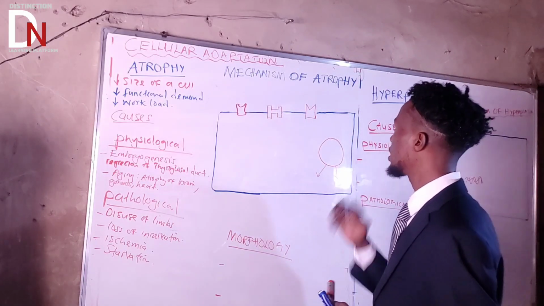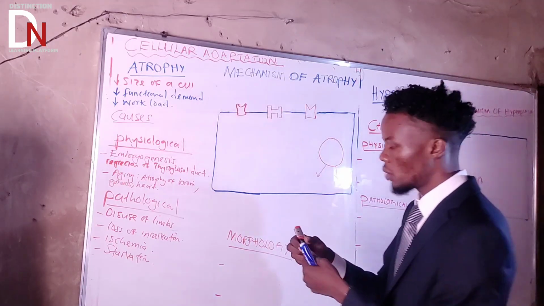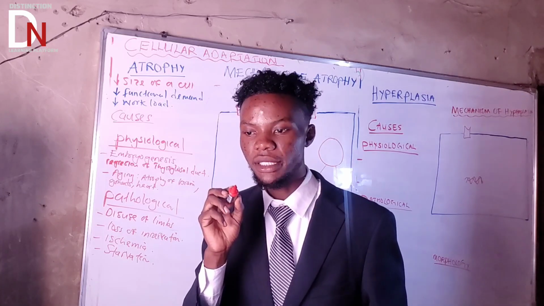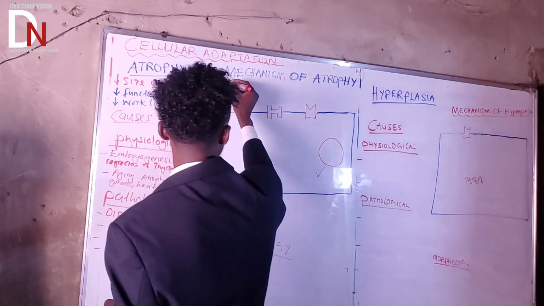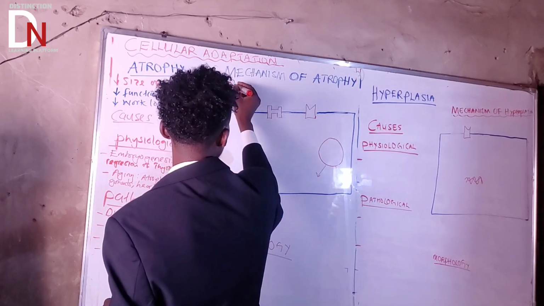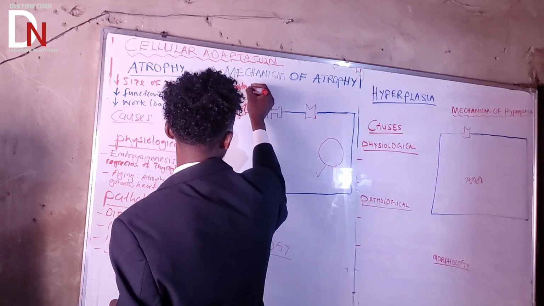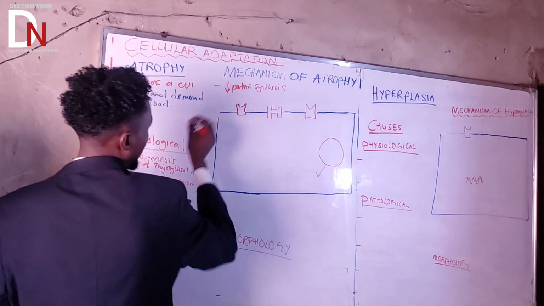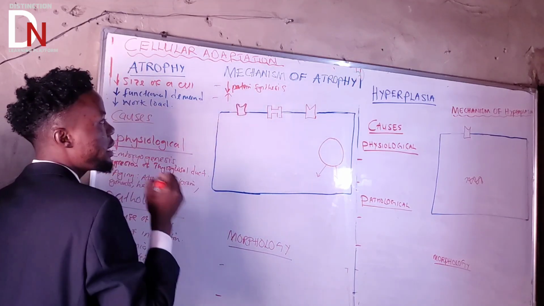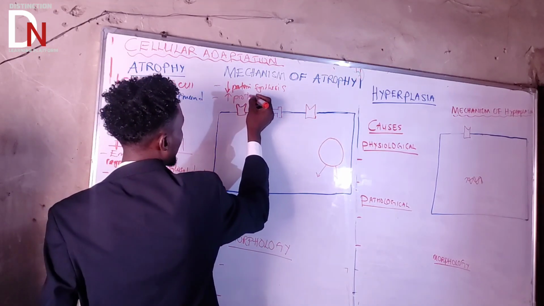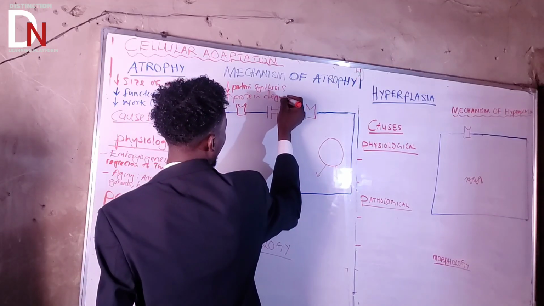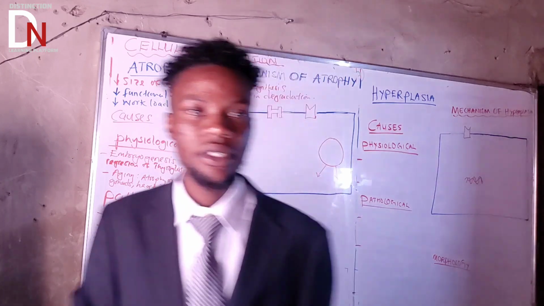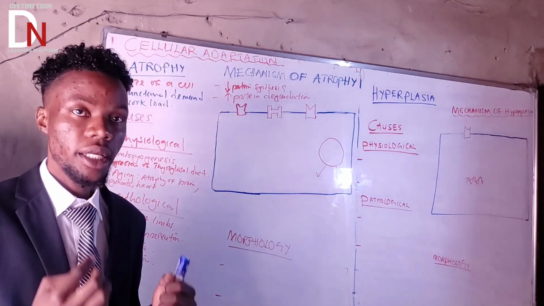Okay. If you look at the mechanism of atrophy, basically what are we looking at? This has two important combined mechanisms. The first one is a reduction in what? Protein synthesis. And the other one is an increase in protein degradation. So these are two important mechanisms by which a cell can reduce its size.